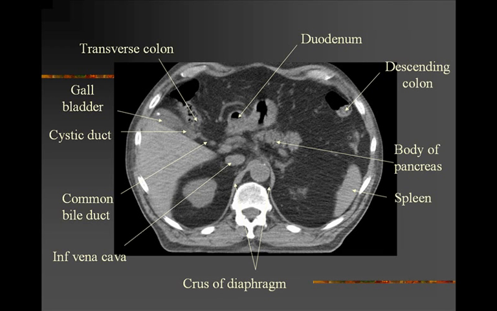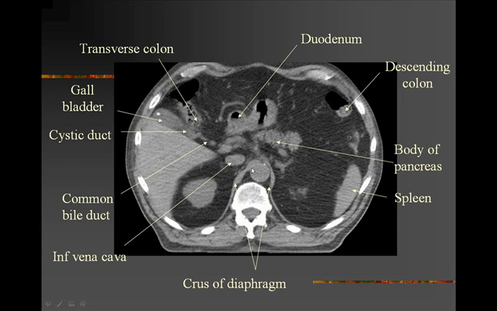Here also we have a number of structures of note. The liver has become much smaller as compared to the previous slice, as it is more inferior. We see the gallbladder along with the cystic duct and the common bile duct. We see parts of the bowel, the transverse colon at this level, the descending colon on the other side. We see parts of the duodenum here and the pancreas.